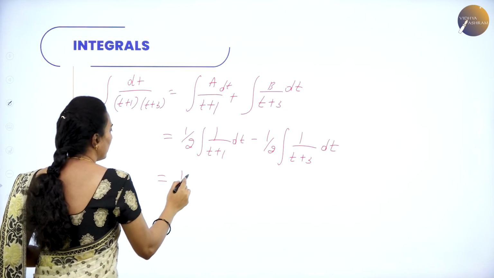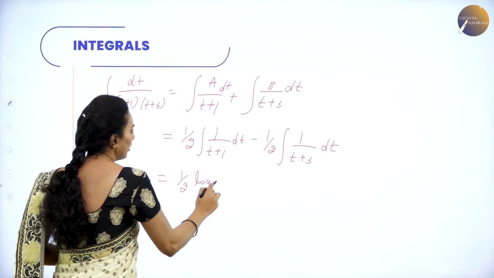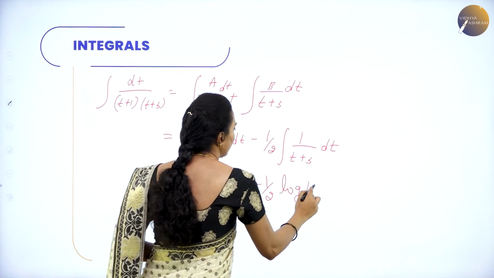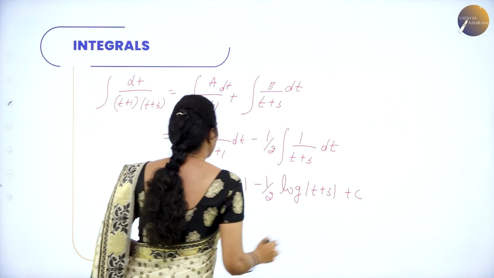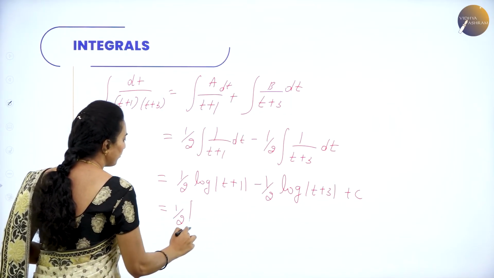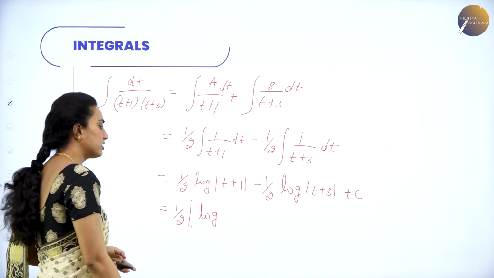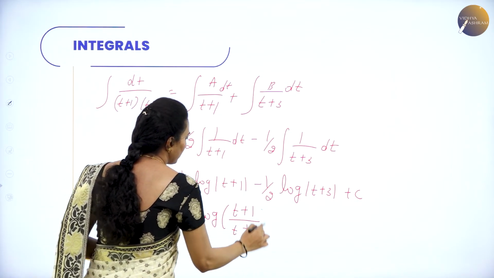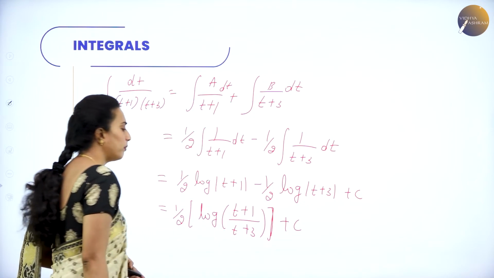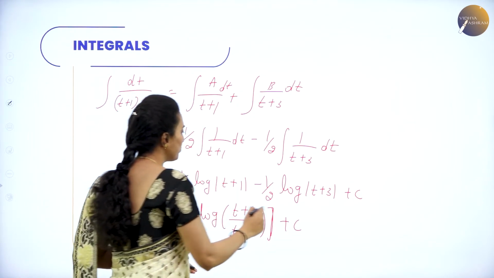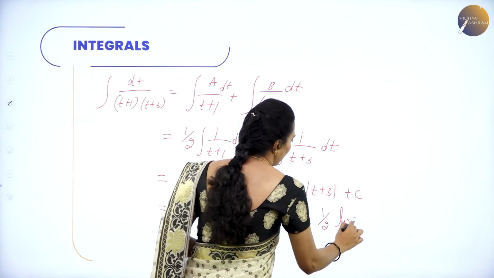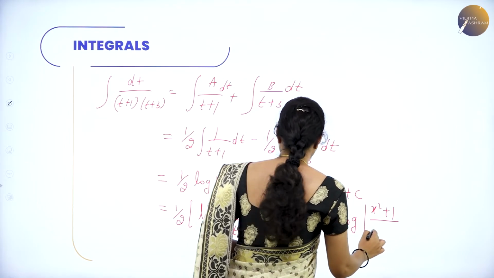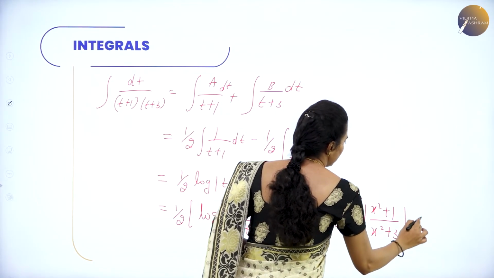So this gives 1 by 2 into log of modulus of (t plus 1) minus 1 by 2 into log of modulus of (t plus 3) plus c. You can take 1 by 2 outside, and what is inside is in the form of log m minus log n, which is nothing but log of m by n, plus c. Now you can substitute back for t. T is nothing but x squared, which gives 1 by 2 into log of modulus of (x squared plus 1) divided by (x squared plus 3) plus c.